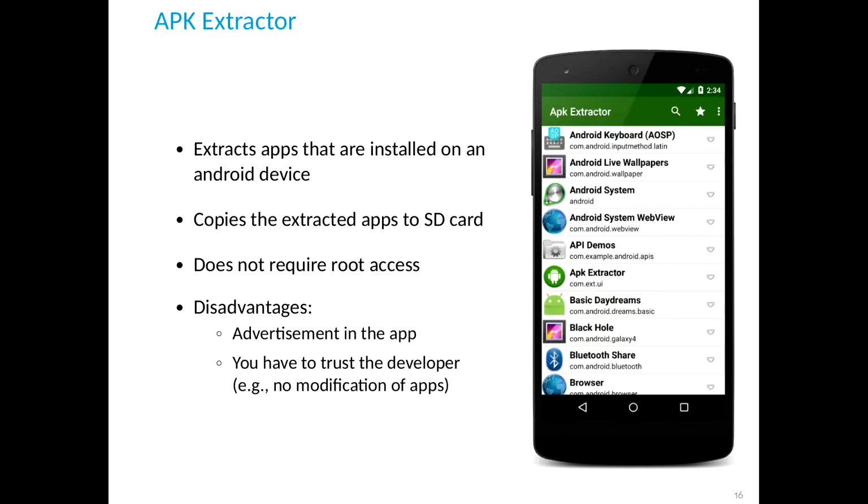The third method I want to show you is an app called APK Extractor. You can install this app from Play Store, and this app extracts the app and stores it on the SD card, and it does not require root access. But in my opinion, it has two disadvantages. You have some advertisement in the app, and you have to trust the developer of the app that it does not modify the app during the extraction.